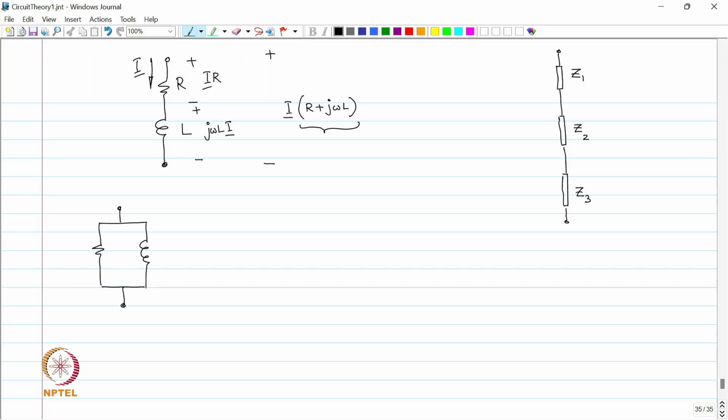Okay, let us put two things in parallel. Let us apply a voltage V, underlined. What is the current this way? V upon R. And what is the current this way? V upon j omega L. So, what is the total current?